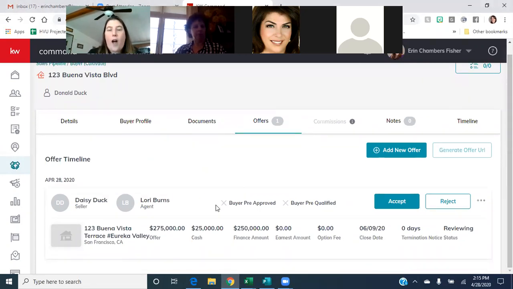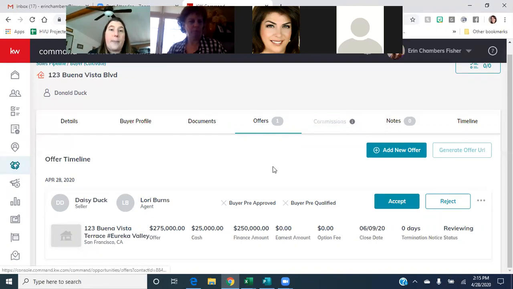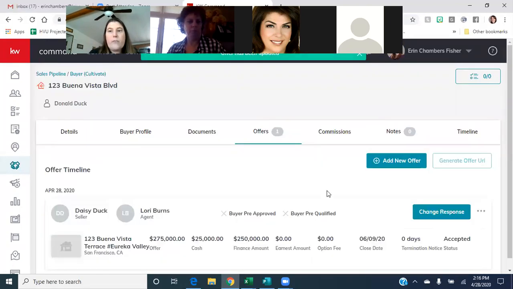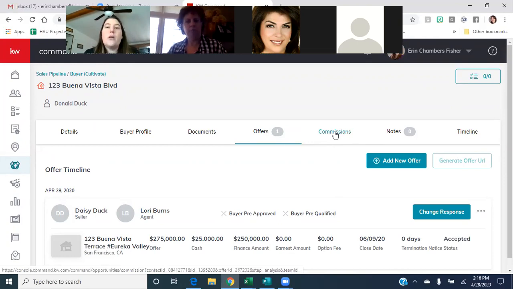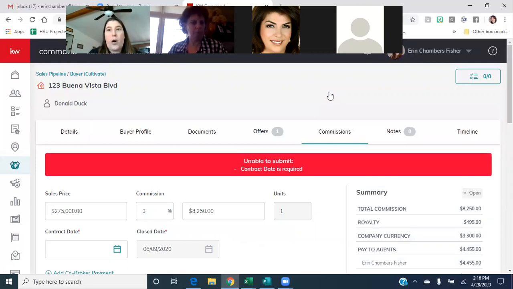So now we have our offers here, and we can have all the offers here that we've had in the property. The next step is to accept one, because, as it says here, you cannot view the commission tab until you accept an offer. So once you have all of your offer information in here, you're going to hit accept. And now this commissions button is open. So now you're able to come in and process the commission part of this here.